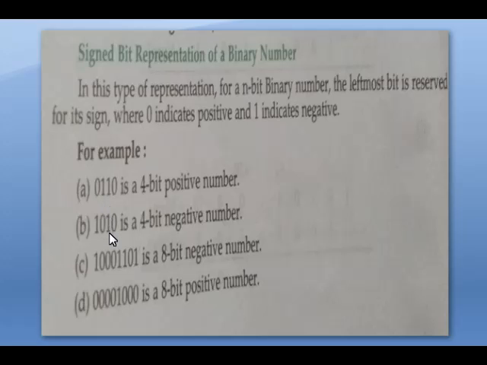Example number 2. 1010, it is a 4-bit number and the first bit is 1, so it is a 4-bit negative number. The next one: how many bits are here? 1, 2, 3, 4, 5, 6, 7, 8. 8 bits and the first bit is 1, so it is an 8-bit negative number. Here also 8 bits are there and the first bit is 0, so it is an 8-bit positive number. Okay students, so it is called signed bit representation of a binary number.